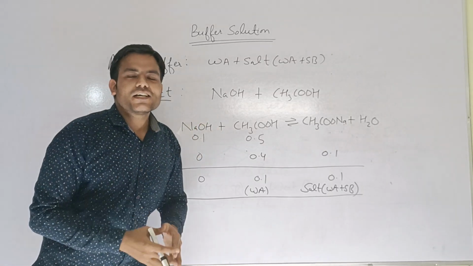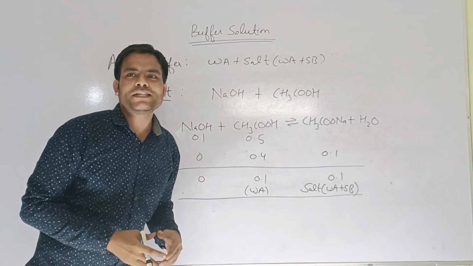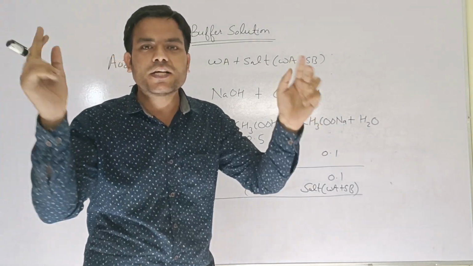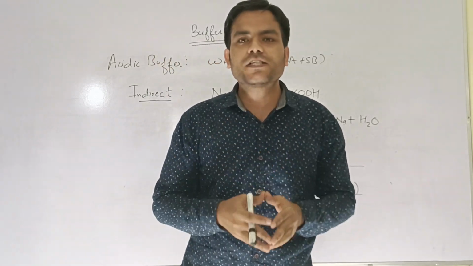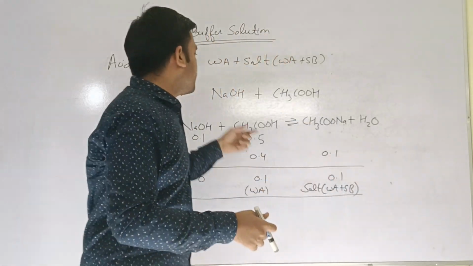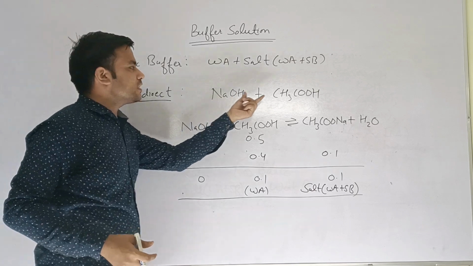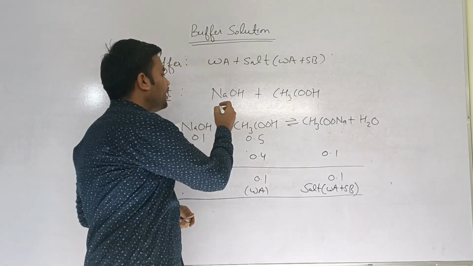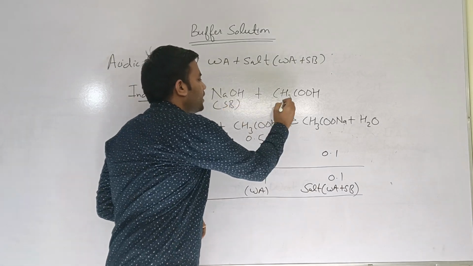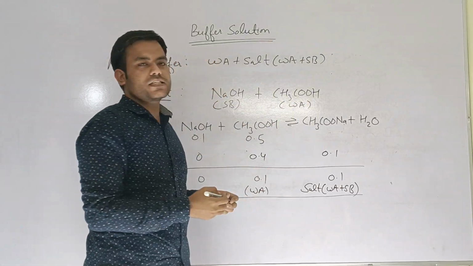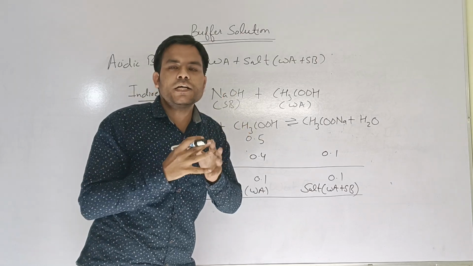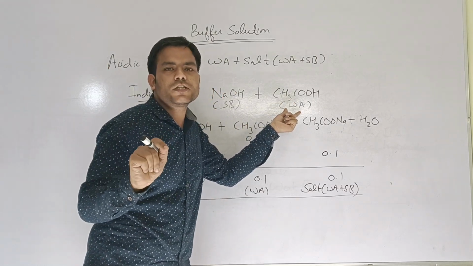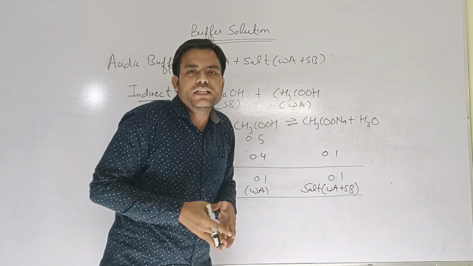Now let us see the second method of preparation of acidic buffer, that is the indirect method. In the indirect method, he will give two components for preparation of acidic buffer. Like he has given me NaOH and CH3COOH, weak acid and strong base. NaOH is a strong base and CH3COOH is a weak acid. But for acidic buffer, we need weak acid plus salt of weak acid with strong base. We are not having that.